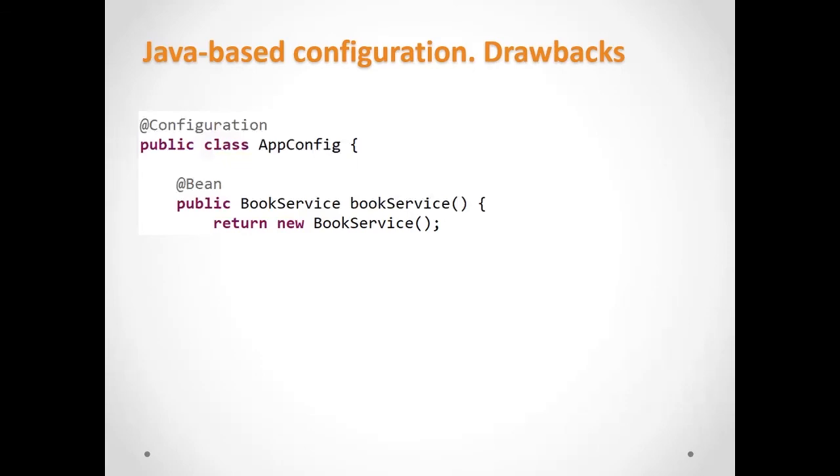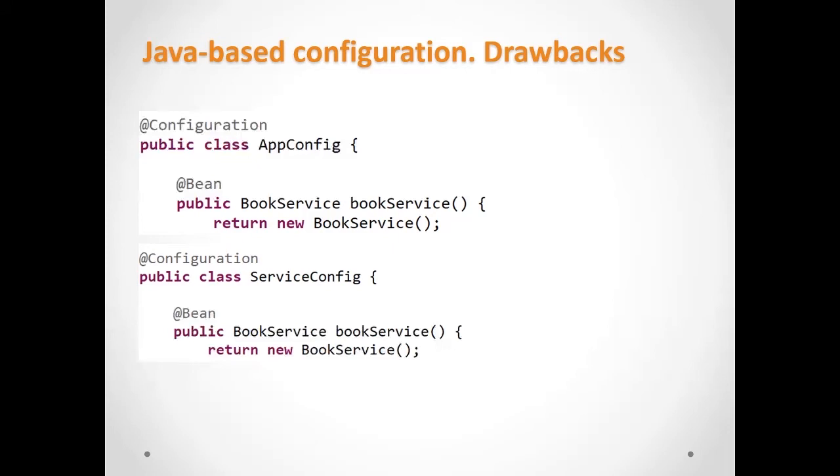Another drawback: if you have a configuration class, for example AppConfig, and declare the book service bean, and then occasionally you have another configuration class, for example ServiceConfig, and you have declared the same book service bean, then in the pure Spring framework, no error will be thrown and one of the beans will be silently ignored. It's very, very strange behavior for Spring. So it doesn't throw an error, it just hides the error.